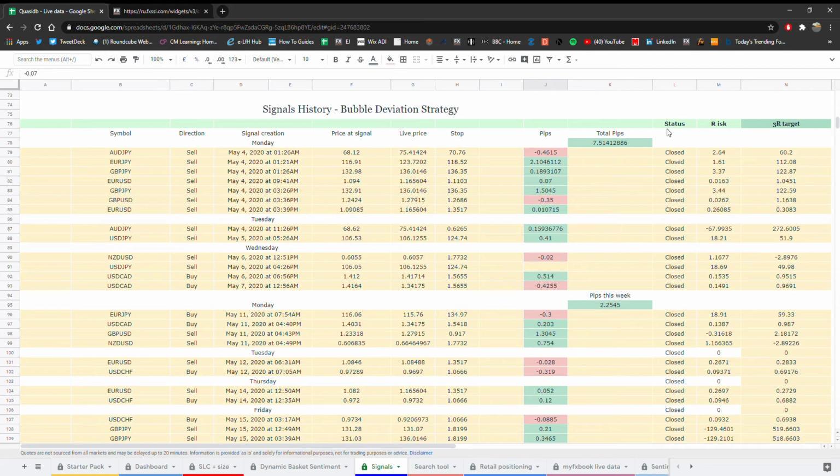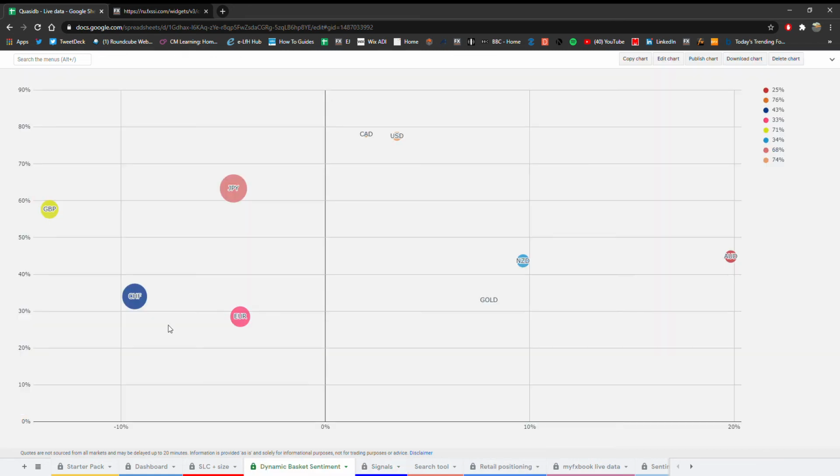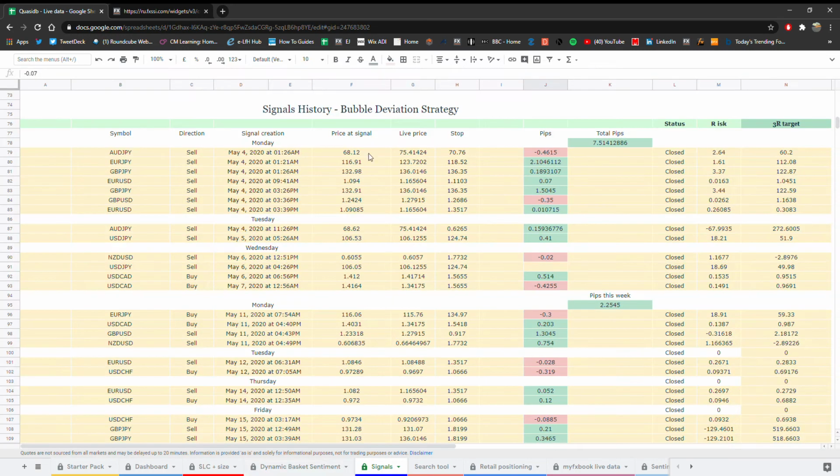But basically, since the beginning of the bubble deviation strategy, which is based on this, all right? So when those bubbles diverge, then they become stronger signals. So we see the dollar is a strong sell because it's up here, and we see the euro is a strong buy because it's down there. So that's how that works. So that's the bubble deviation strategy, is based on this, right?